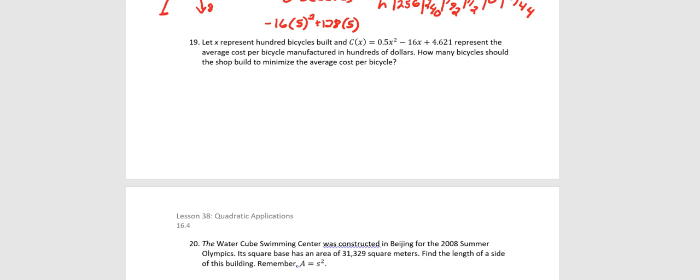Number 19. Let X represent 100 bicycles built, and C of X equal that equation, represent the average cost per bicycle manufactured in hundreds of dollars. How many bicycles should the shop build to minimize the average cost per bicycle?